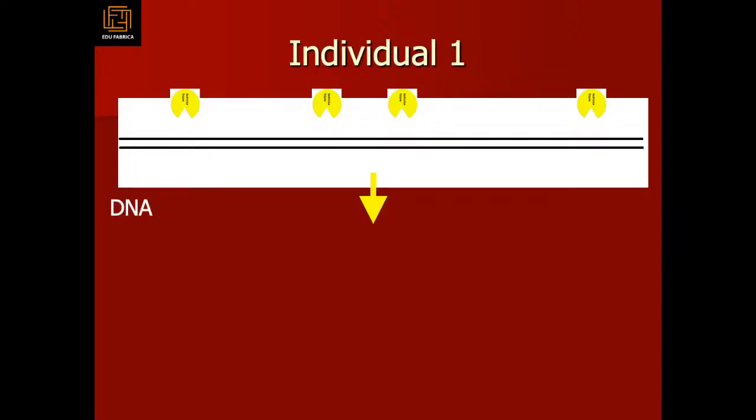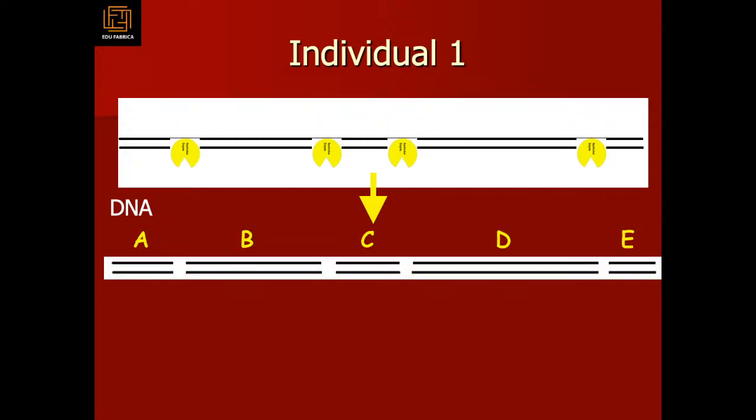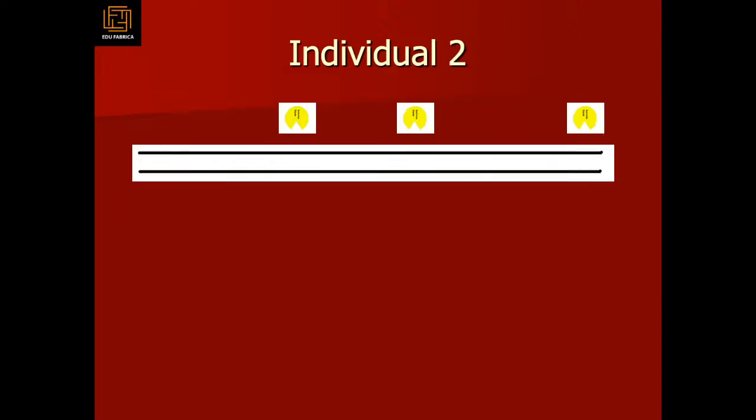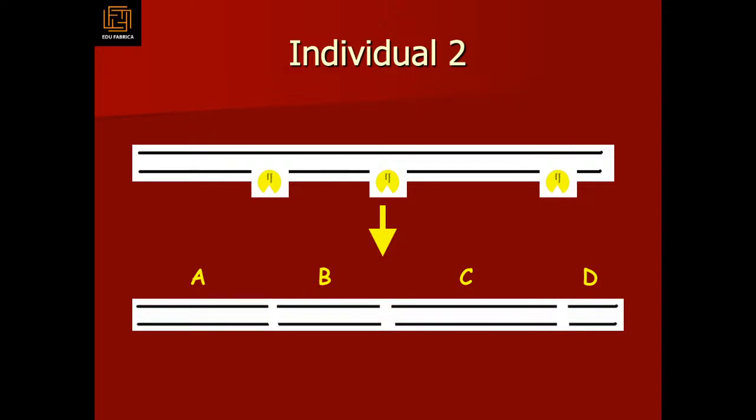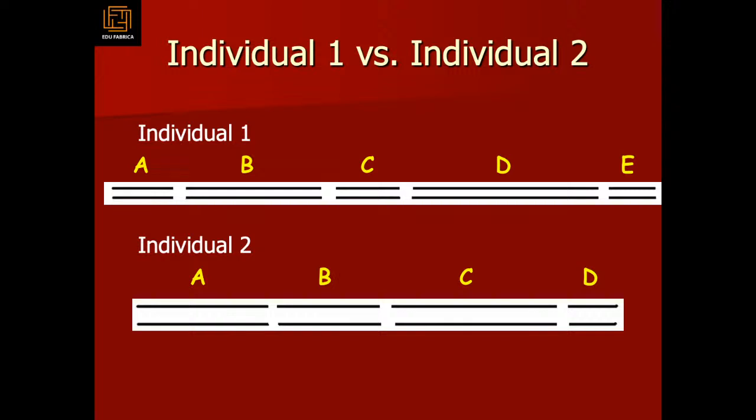So let's say one is individual one, and it could cut at four places, leading to production of five fragments, A, B, C, D, E. Then there is individual two, which will give four fragments, that is A, B, C, D. So individual one gives five fragments, individual two gives four fragments. So for sure these two people are different and they will give different DNA fingerprints at the end.